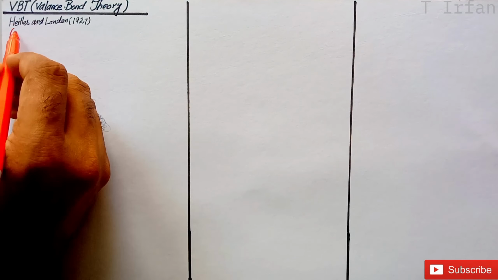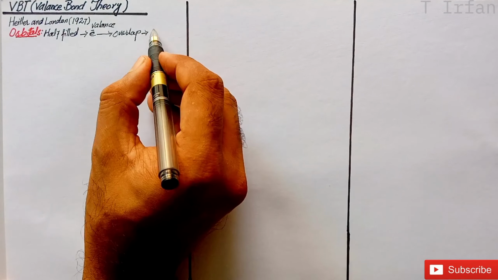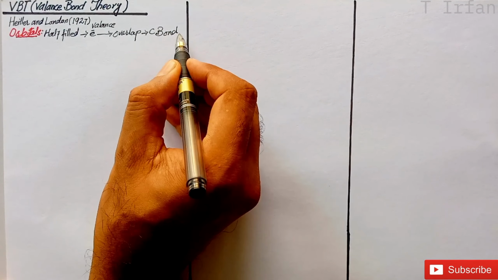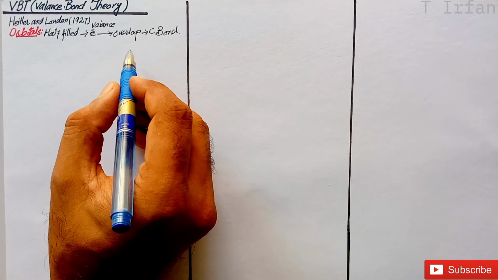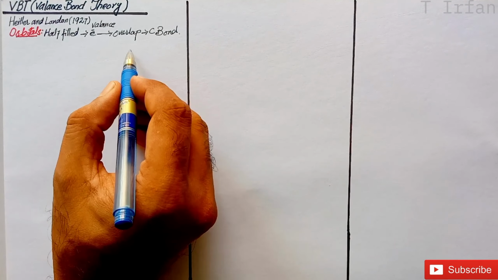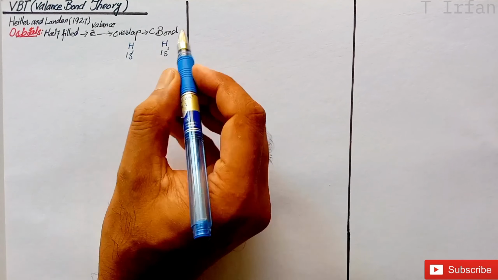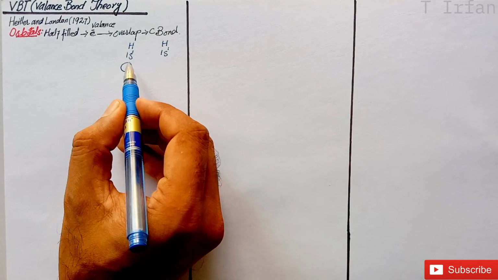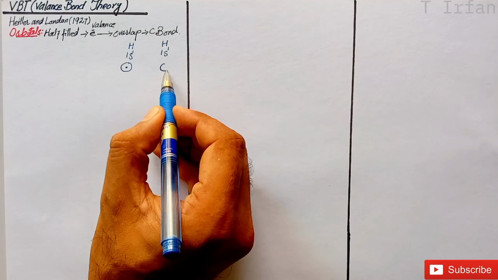According to this theory, half-filled orbital valence electrons overlap and form a covalent bond, as this theory focuses on the formation of covalent bonds. For example, we have two hydrogen atoms which have half-filled orbitals, and at infinite distance there is no interaction between these hydrogen atoms.